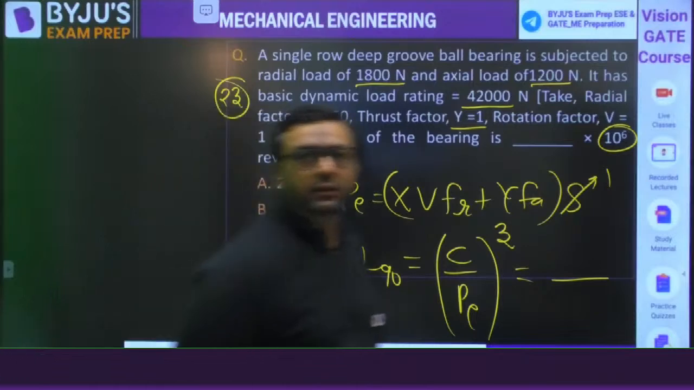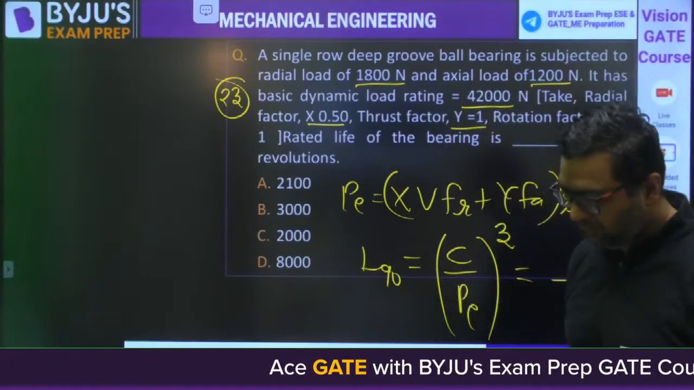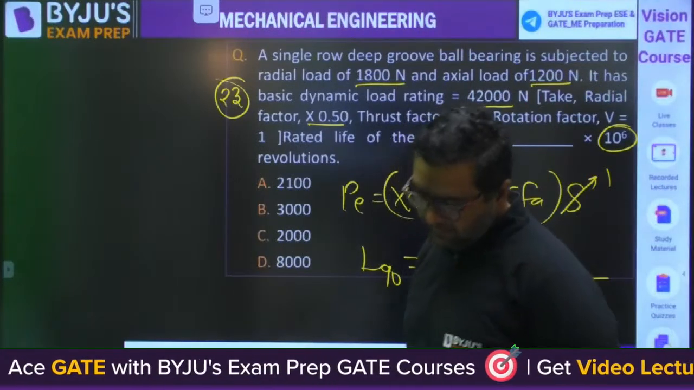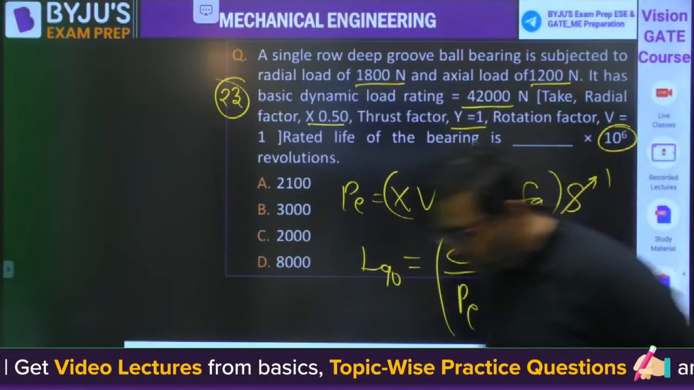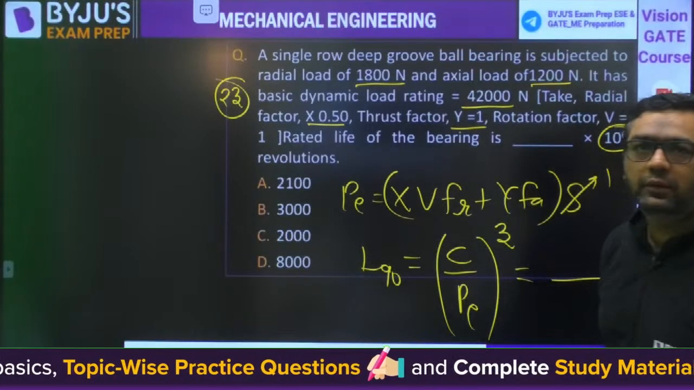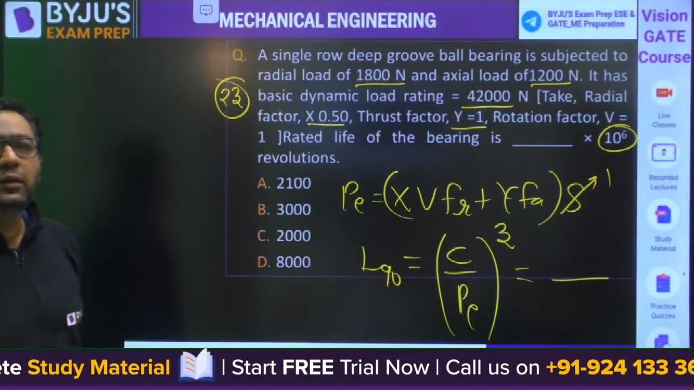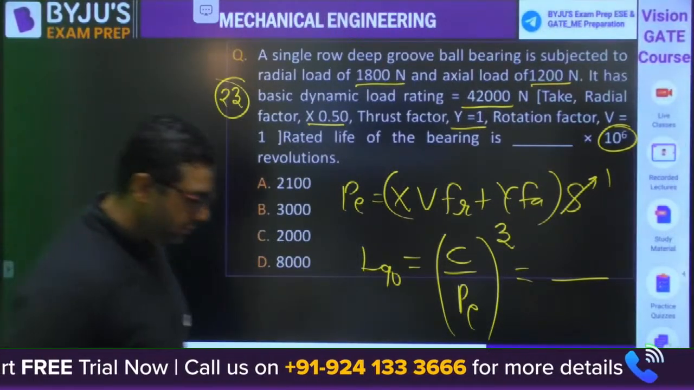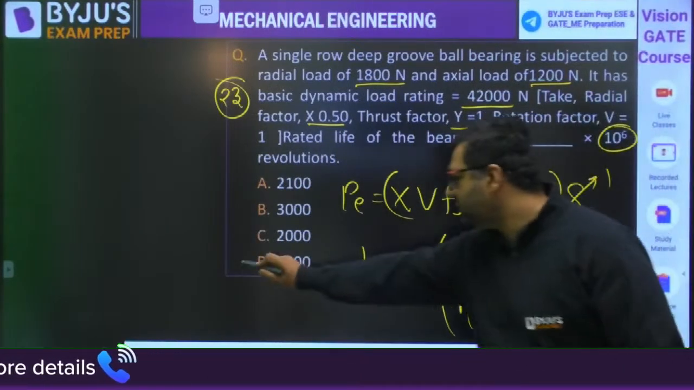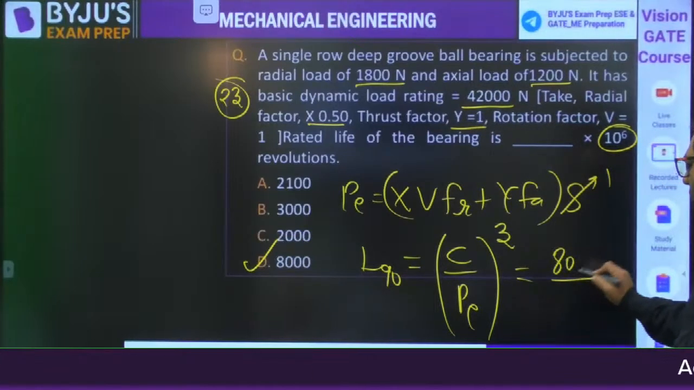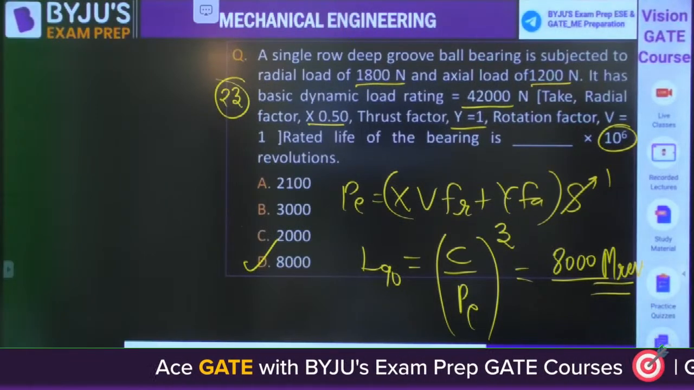Solve it, guys, solve it. Okay, Kumar S is saying the answer is D, 8,000. Very good, Kumar S. Tushar, very good. Money, very good. The answer is D, guys. You will get 8,000 million revolutions. Moving to the next question.